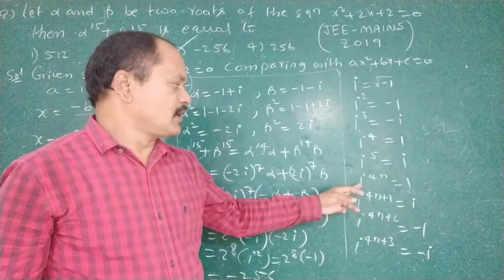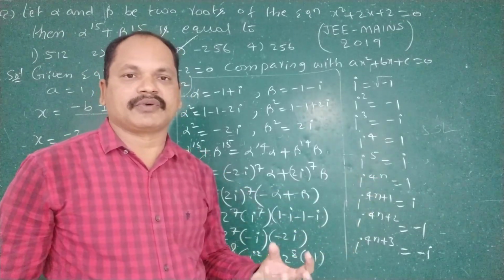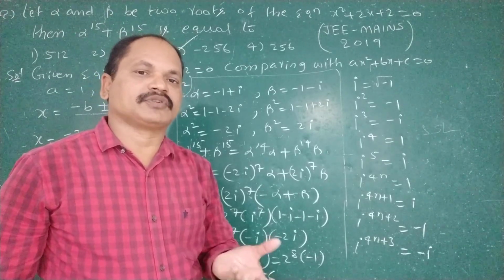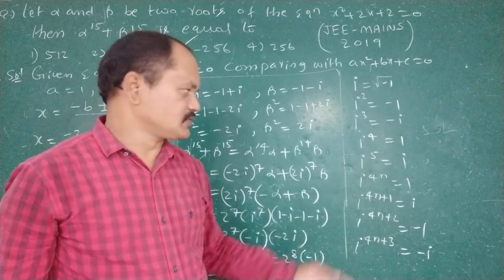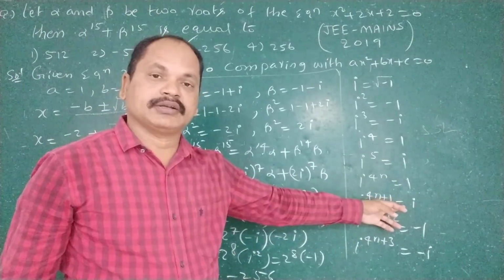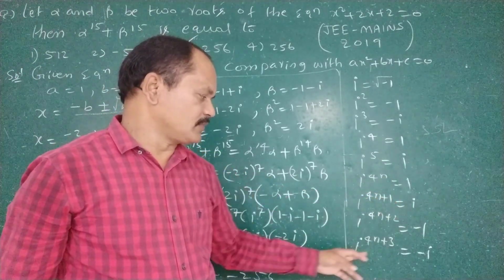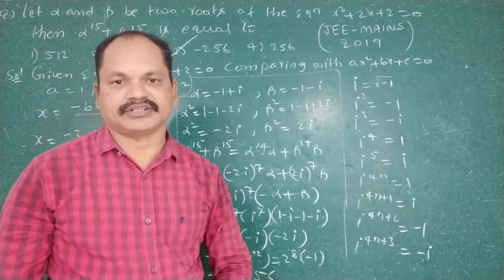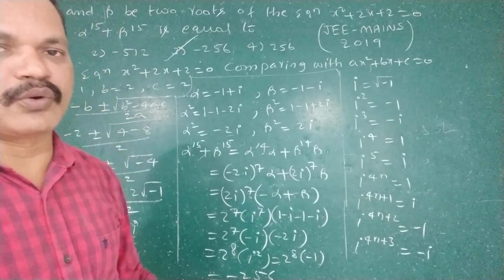That means i power 4n, multiples of i power 4, is 1. i power 4n is 1, i power 4n plus 1 is i, i power 4n plus 2 is minus 1, and i power 4n plus 3 is minus i, where n is a positive integer. This is the concept, right?